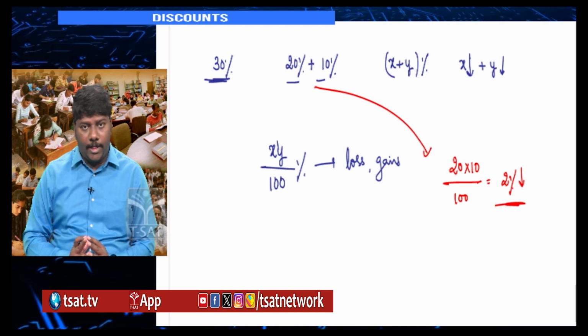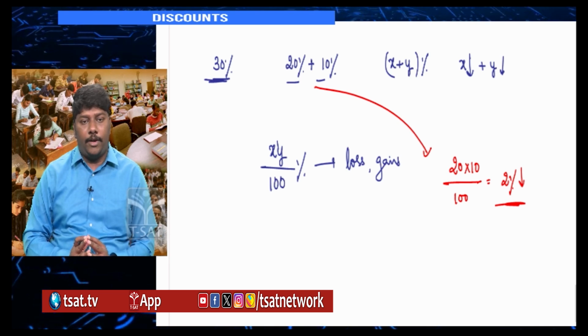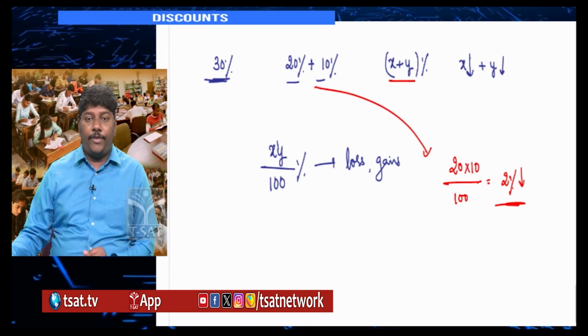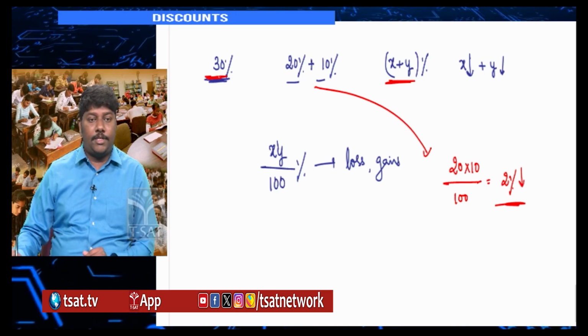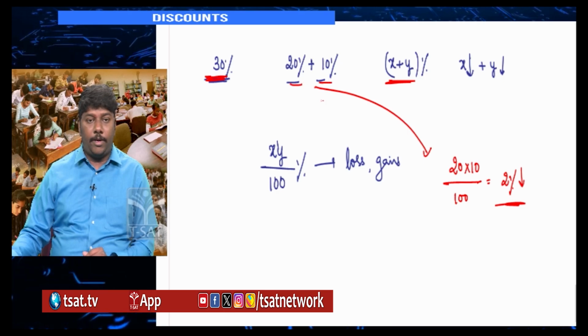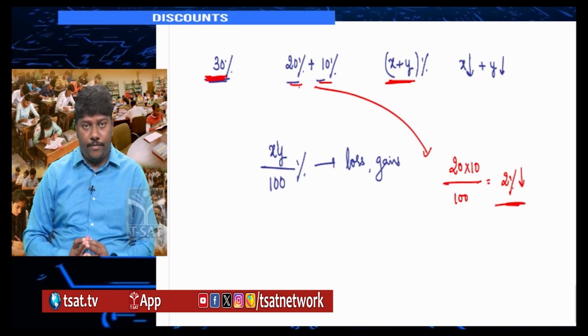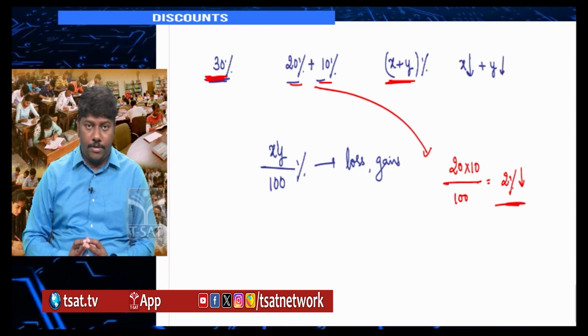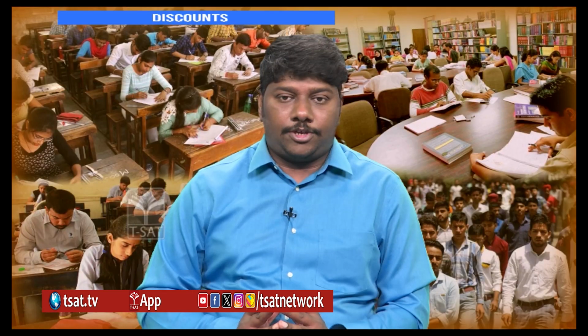So instead of saying all that, you just say x into y by 100, but make sure that you get a number in the form of x plus y. Here this is 20 plus 10, a direct flat discount, here 20 followed by 10. So whenever double discounts are given, don't take double discounts. Double discounts are better for the shopkeeper, single discounts are better for the customer.